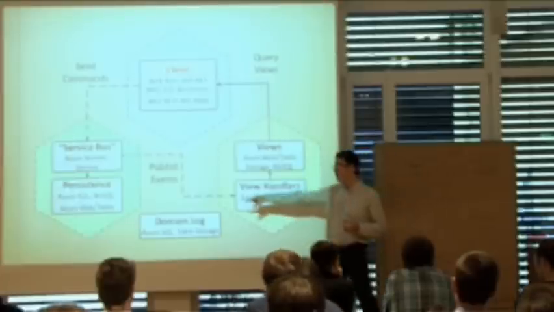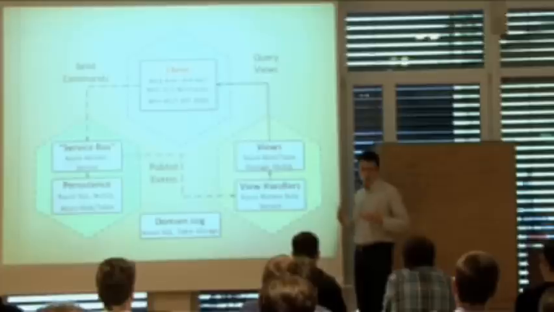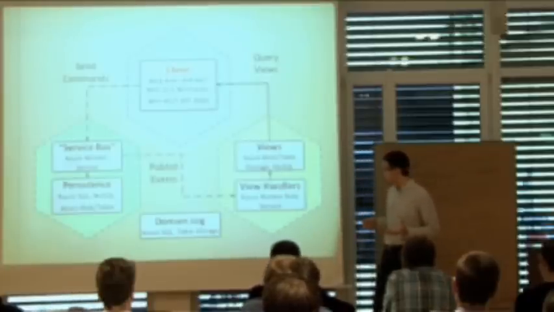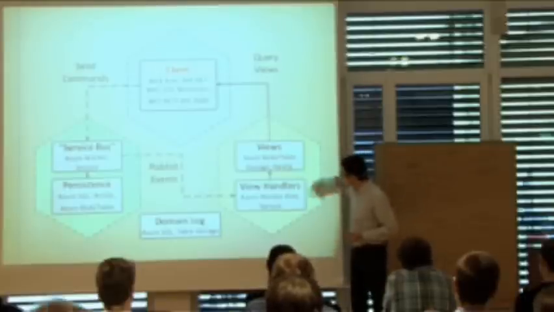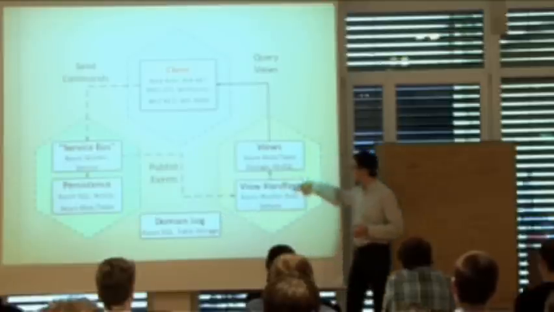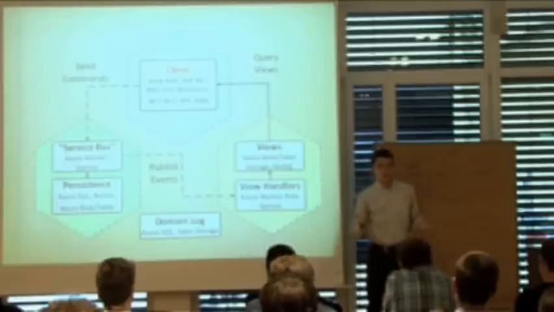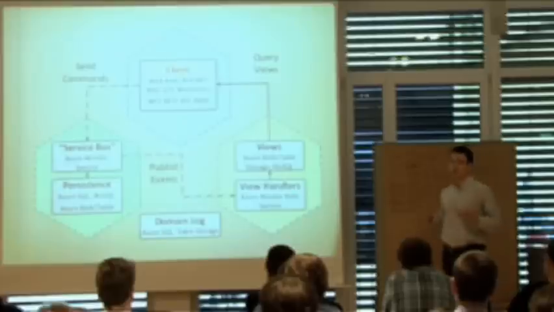Then, since we're storing all events in a separate domain log, which can be a blob file, or it can be Azure table storage, which is kind of funky document storage, when we deploy a new version, we just scrap this, we run all the events through view handlers, and voila, we have the new documents, new read models that match the new software.